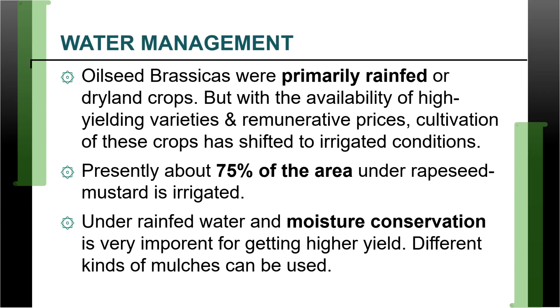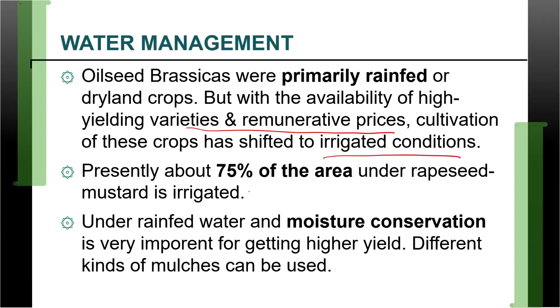Oilseed brassicas were primarily rain-fed or dryland crops, but with availability of high-yielding varieties and remunerative prices, cultivation of these crops has shifted to irrigated conditions. So, initially it used to be a rain-fed group of crops, but with time it has become irrigated crop also. Now, more than 75% or say around 80% of rapeseed mustard crops are irrigated now.